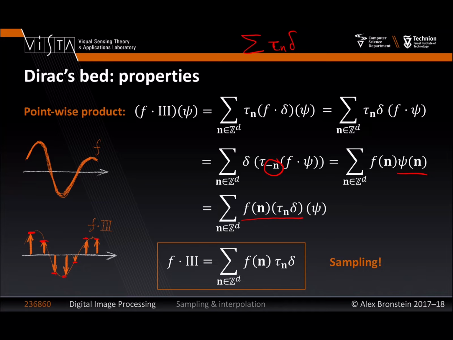Okay, we'll actually see that real sampling is not exactly this. We never take this instantaneous value of the function. We do some integration, but we'll still be able to represent this integration as the action of this thing plus convolution with something. Okay, so this is the pointwise product.